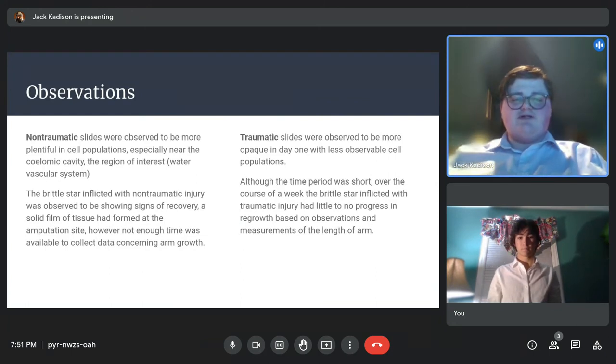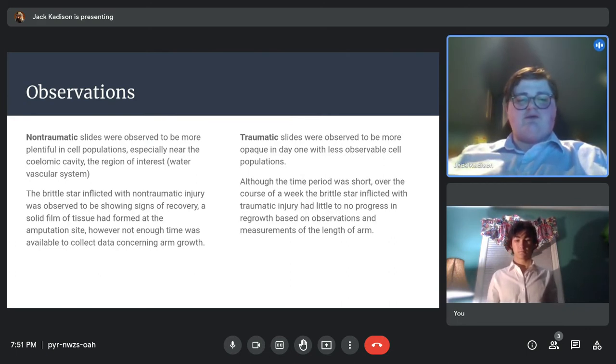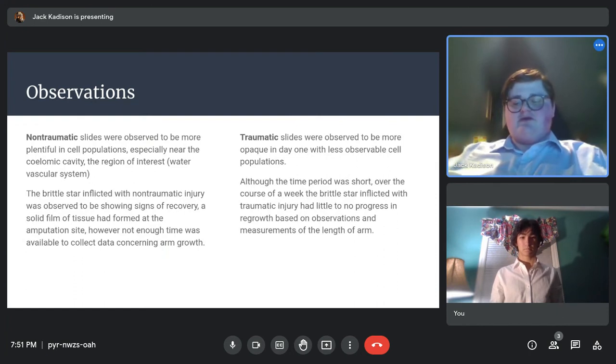We observed that the non-traumatic samples were more see-through and had more cell communities, while the traumatic samples had fewer cells and were more opaque. The brittle star inflicted with non-traumatic injury showed signs of regeneration, but there wasn't enough time to collect data concerning the actual growth of the arm. The time period was short, but over the course of a week, the brittle star inflicted with traumatic injury had little to no progress in regrowth based on the observations and measurements of the length of the arm.